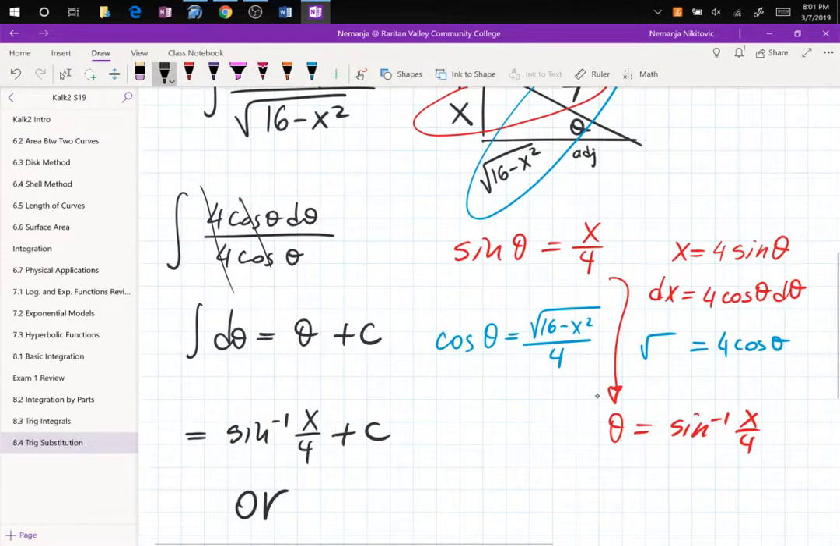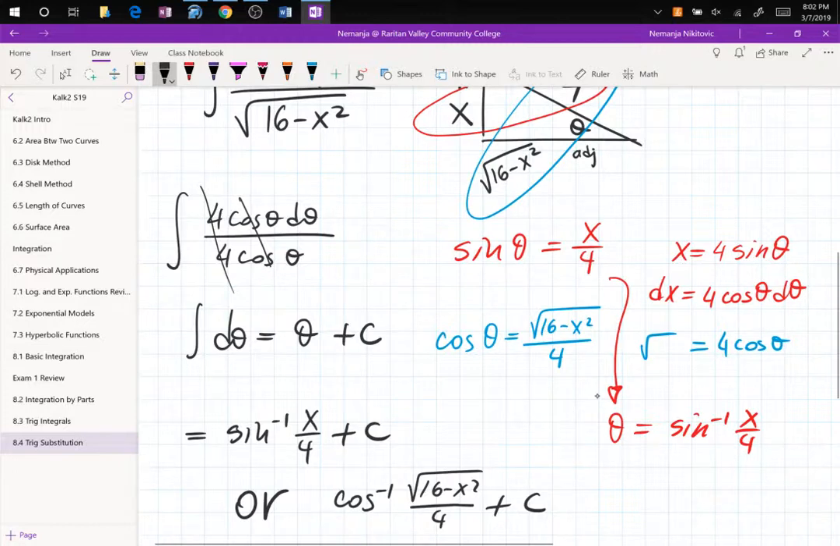Or maybe you picked the cosine: cosine inverse of the square root of 16 minus x squared over 4 plus c. Or you can use the triangle to come up with a secant answer. There are 6 equivalent answers with inverse trig functions that are possible here. Generally, we just go for the simplest one. But in practice, you can go and write all 6 and get the inverse tangent, inverse cosecant, inverse secant, all of them.